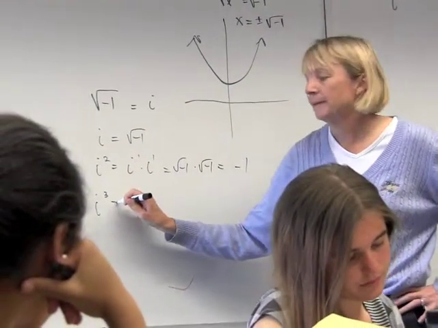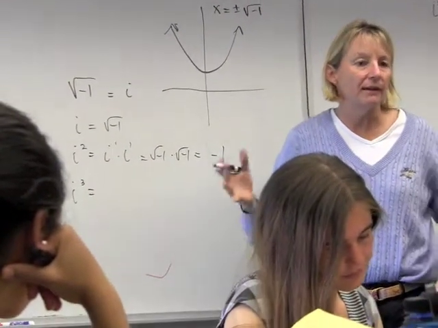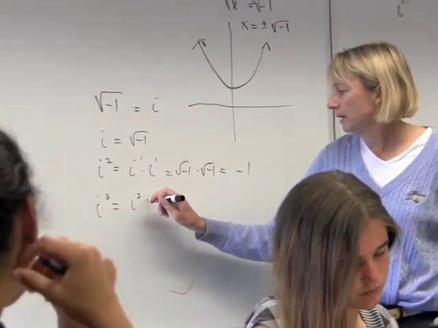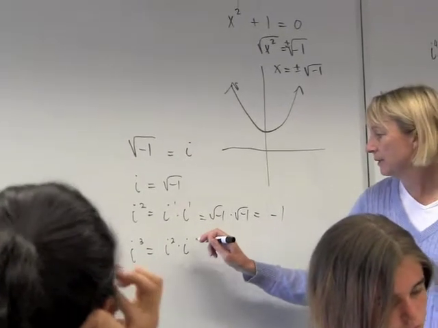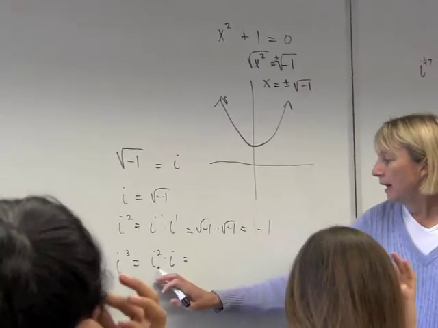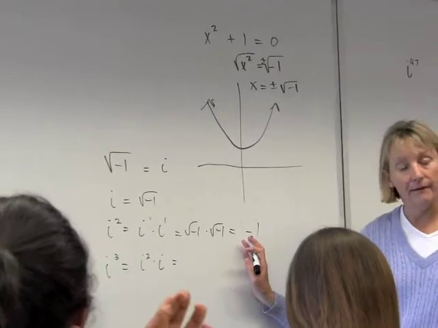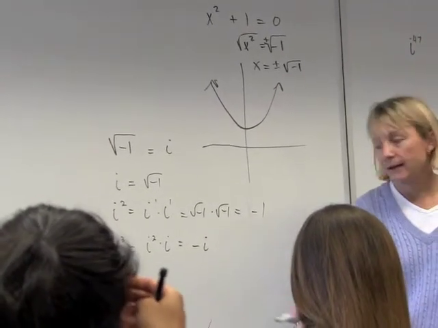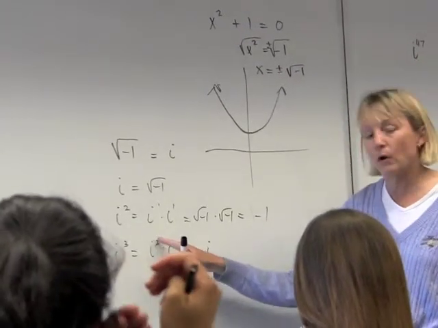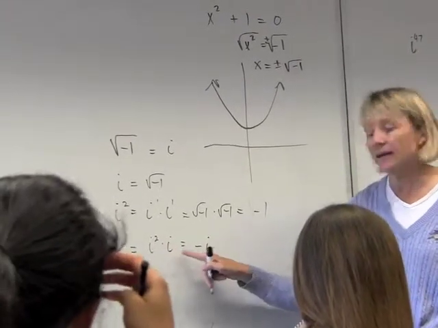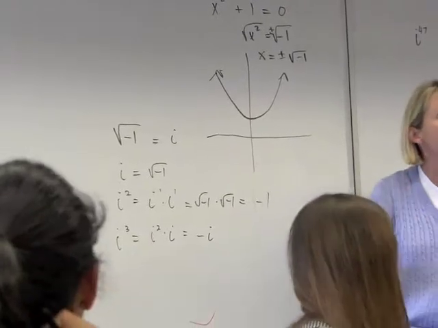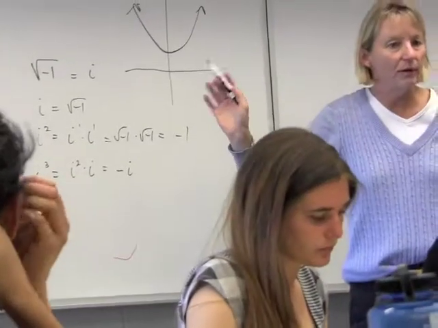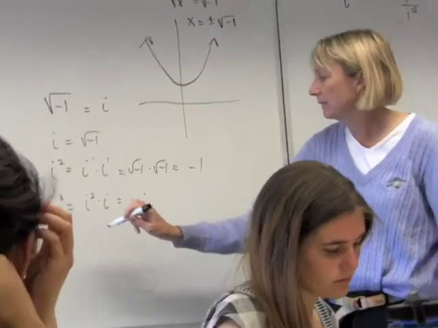i cubed. How are you going to change that to help you figure out what i cubed is? It's i squared times i, because we need 3 of them. So it's i squared, which we just figured out is -1, so this would be -i. It's just times the i. i we leave as i. We don't leave i to the 3012 or something like that. We change it, but we leave i as i.